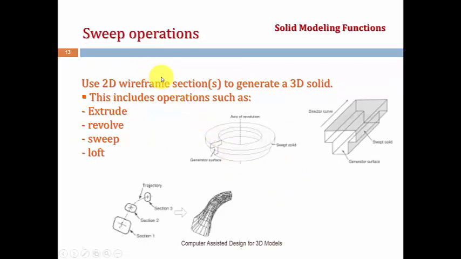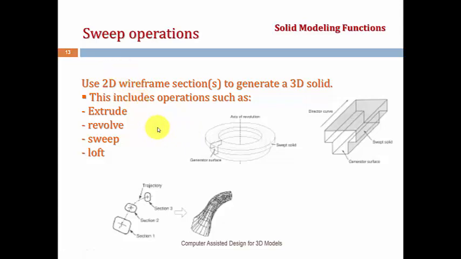Also, we can create 3D models using sweep operations. Use 2D wireframe sections to generate 3D solid. So I create a 2D section, 2D sketch, and then maybe I can extrude it. I can revolve it to get a different shape. We can use a sweep, and we can use also loft. Loft, if I have different sections, say for example I have elliptical shape and then circular shape, rectangular shape, then we can join them with loft command. Sweep, if I have a constant cross section but it goes through a path, a certain path.